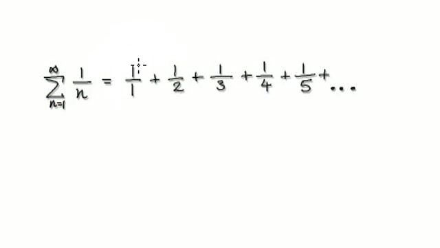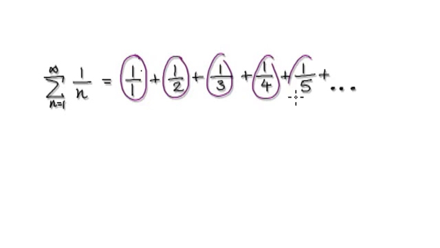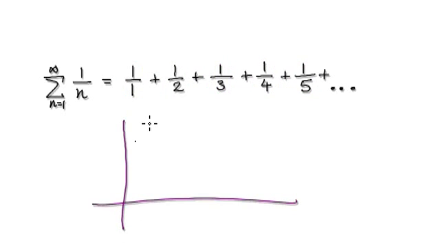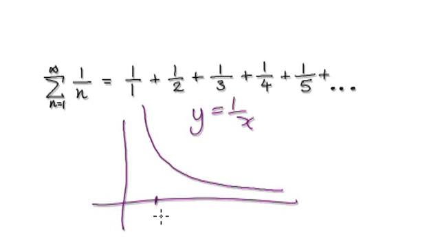Okay, so the first step is to find a way of generating all these terms. We are going to use the graph y equals 1 over x. By using the graph 1 over x, we can generate these terms. So when it's 1, this thing here is 1. When it's 2, it's going to be a half. When it's 3, it's going to be a third.